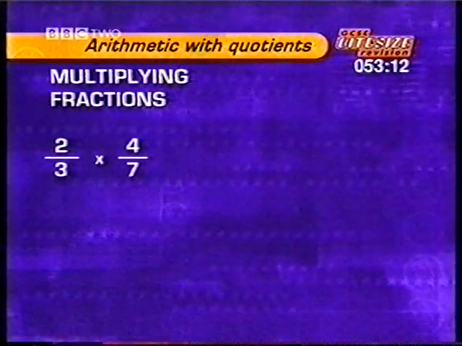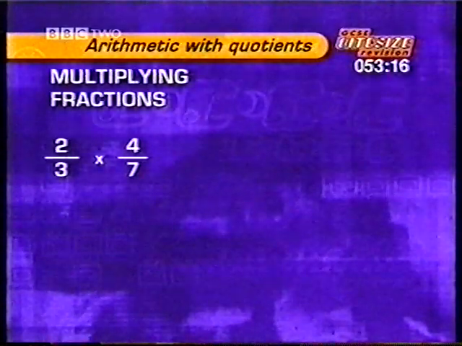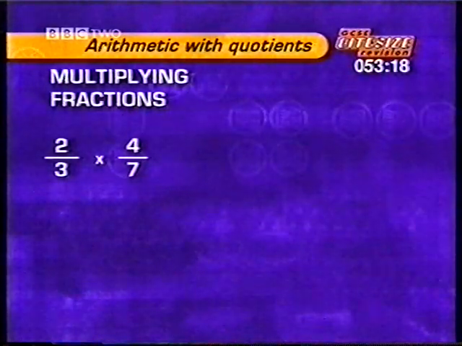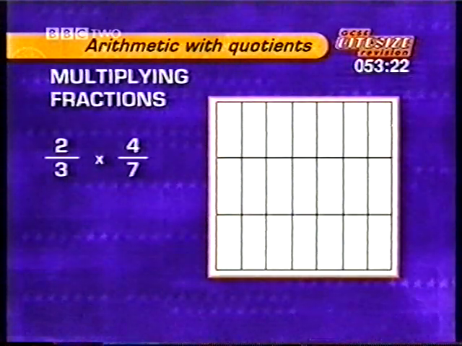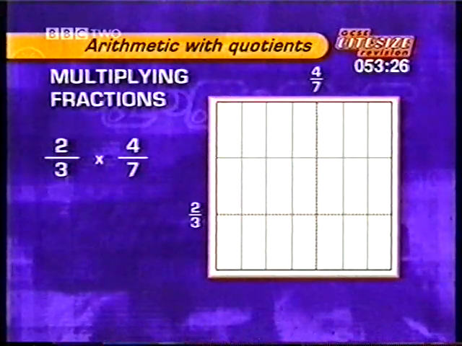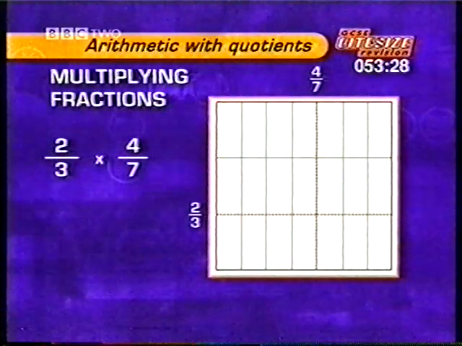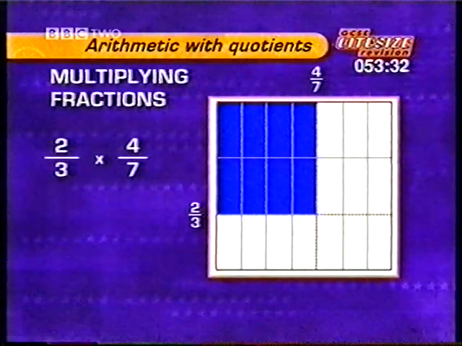What is 2/3 multiplied by 4/7? When multiplying fractions, we don't need to find common denominators. Think of a square that measures 1 unit on each side and mark off 2/3 of a unit on one side and 4/7 of a unit on the other. The shaded area will be 4/7 multiplied by 2/3.